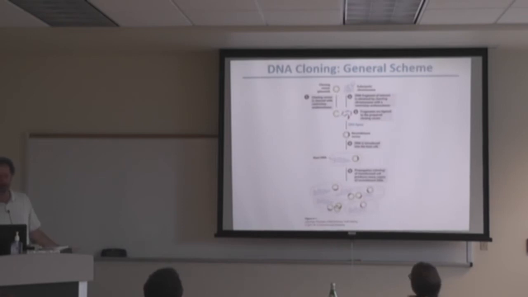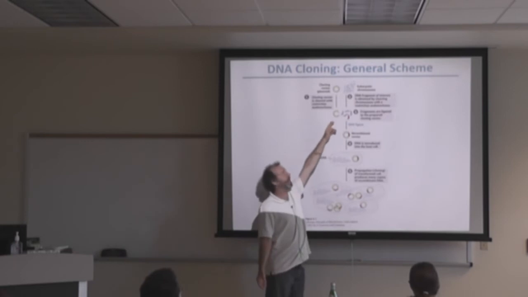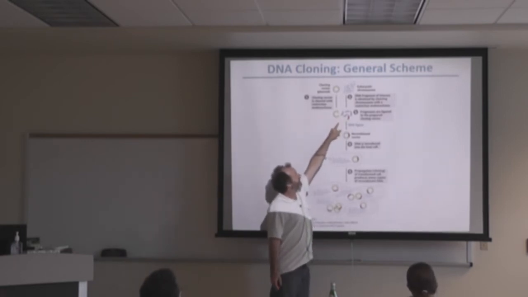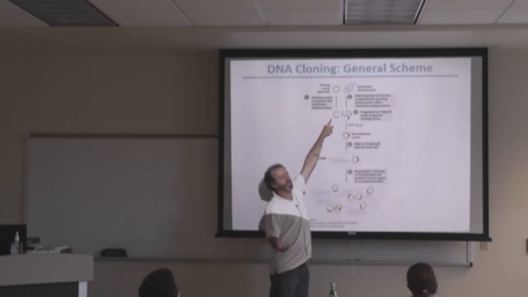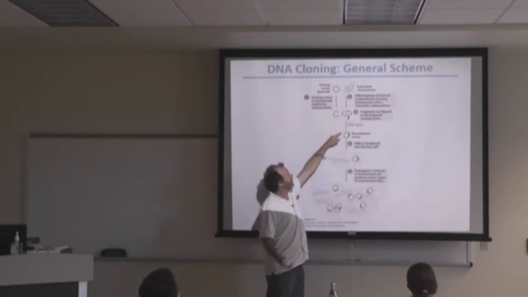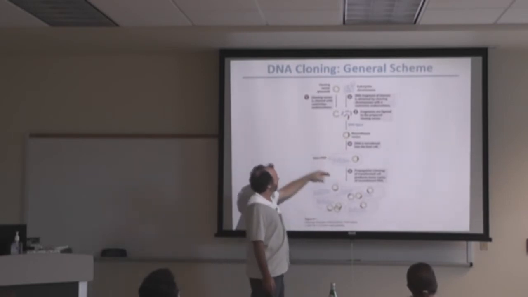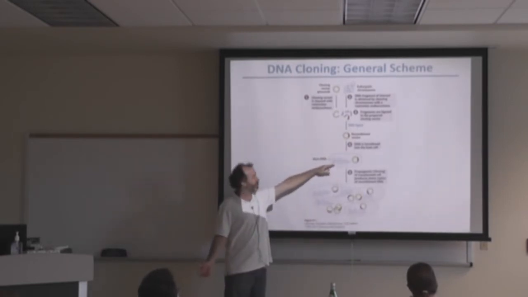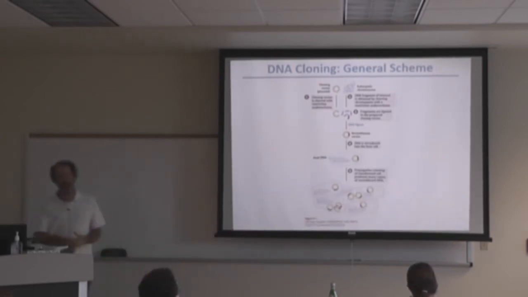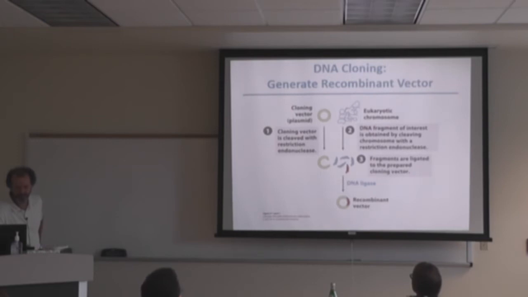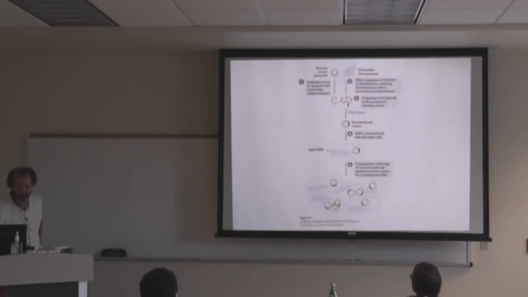So overall, you're going to have a eukaryotic chromosome containing DNA of interest. You fragment that and then ligate it into some plasmid vector. It doesn't have to be a plasmid vector, but that's the most common. Then you have a recombinant vector, insert it into a host cell that can copy it, and you make multiple copies. Then you can purify that vector, have a large quantity of it, and do with it what you will. These figures just show you the steps up big.